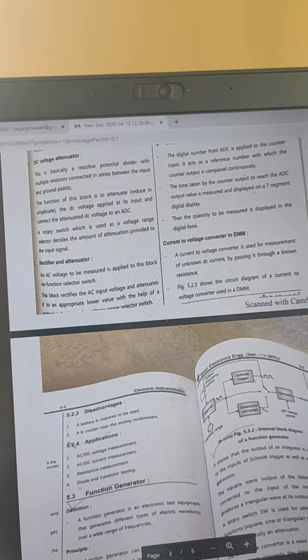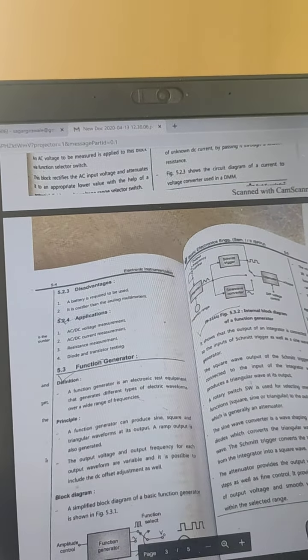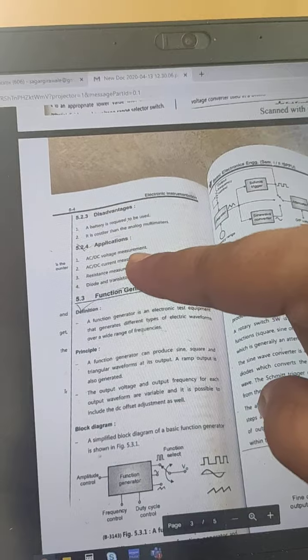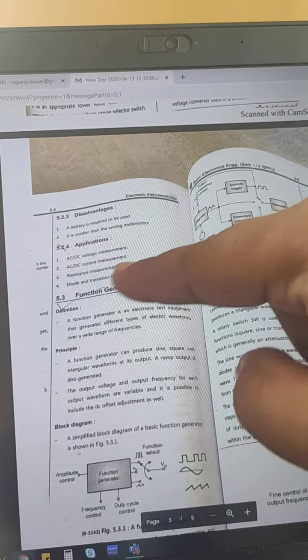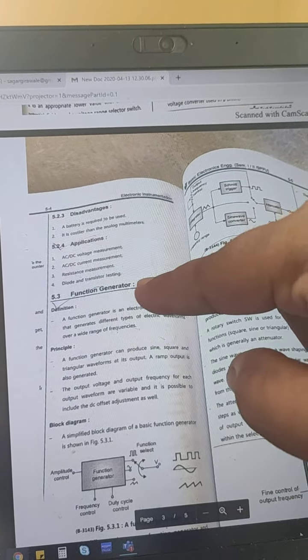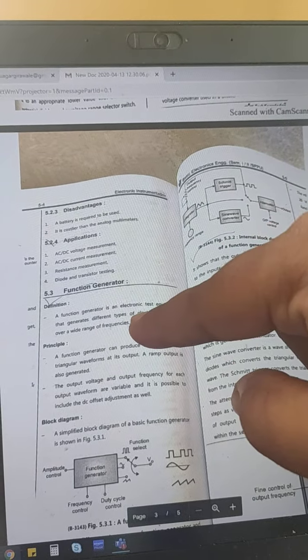After that, the next topic is the applications: AC DC voltage measurement, current measurement, resistance measurement, diode and transistor testing. Next one is function generator.